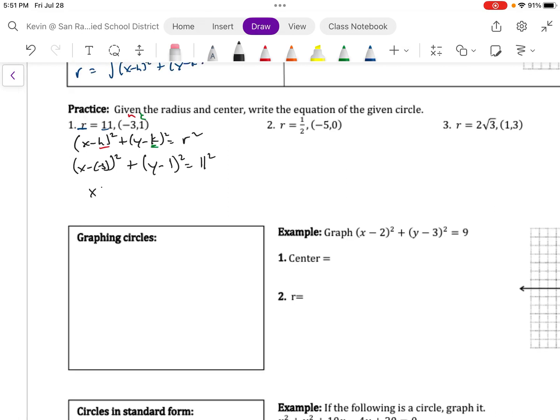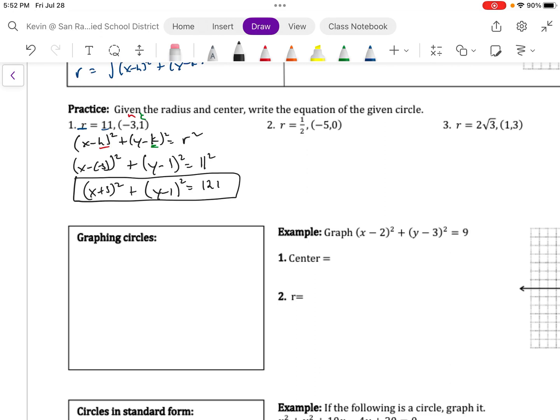So now this is x plus 3 squared plus y minus 1 squared equals 121. So that would be the equation. Now we're going to learn later how to write the equation in the general form, but that's the equation of the line, or of the circle. That's the equation of the circle.